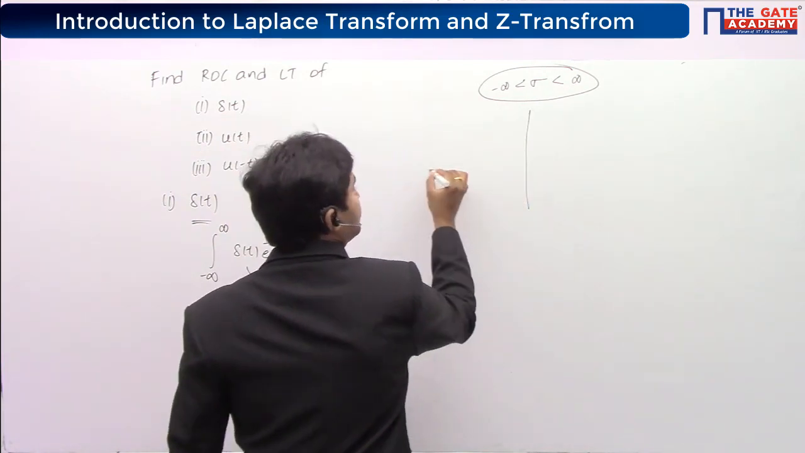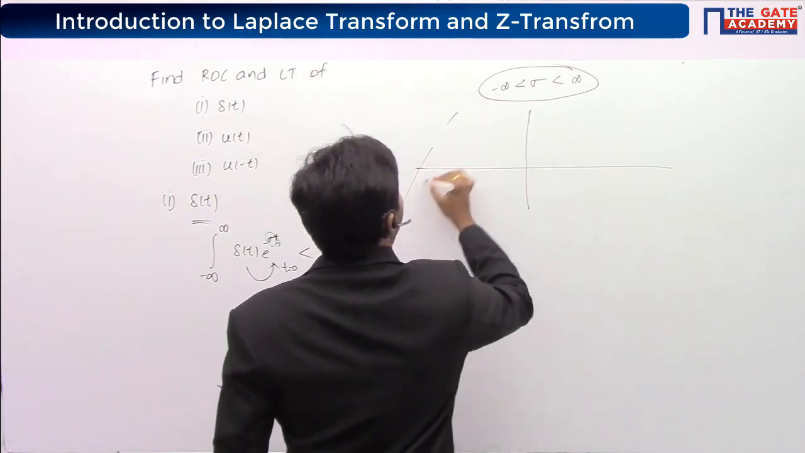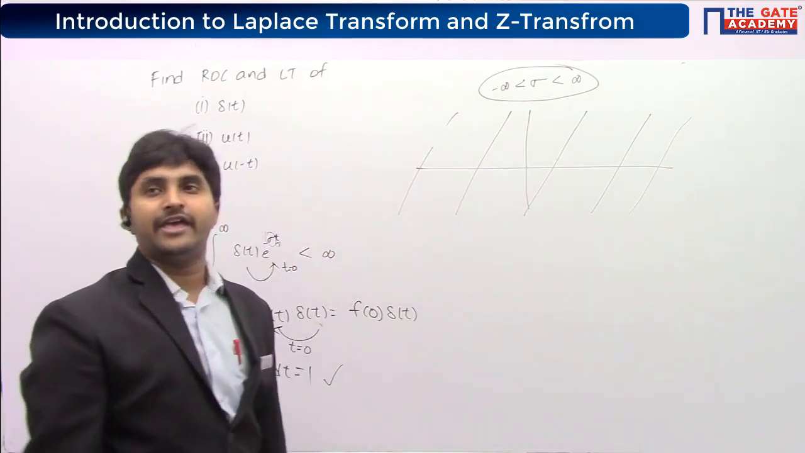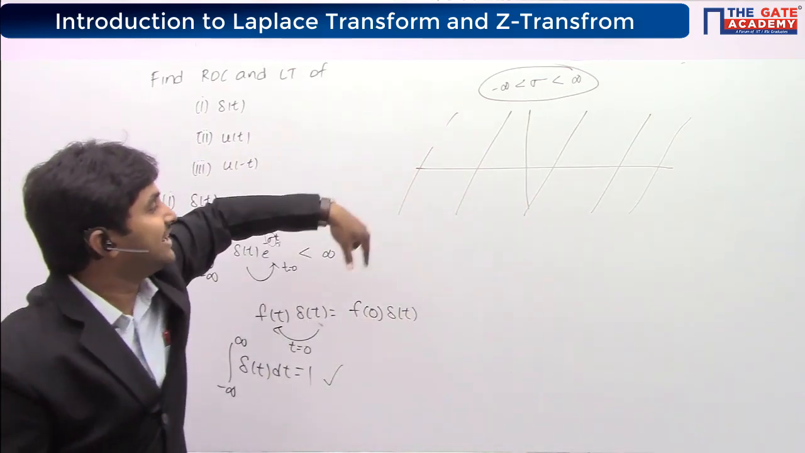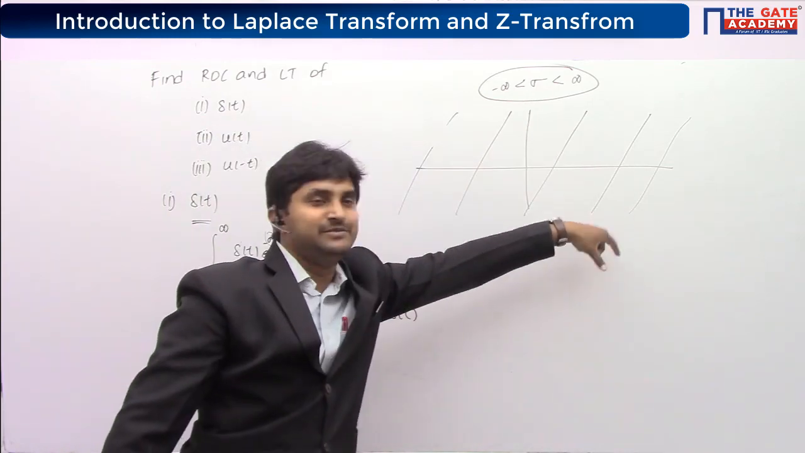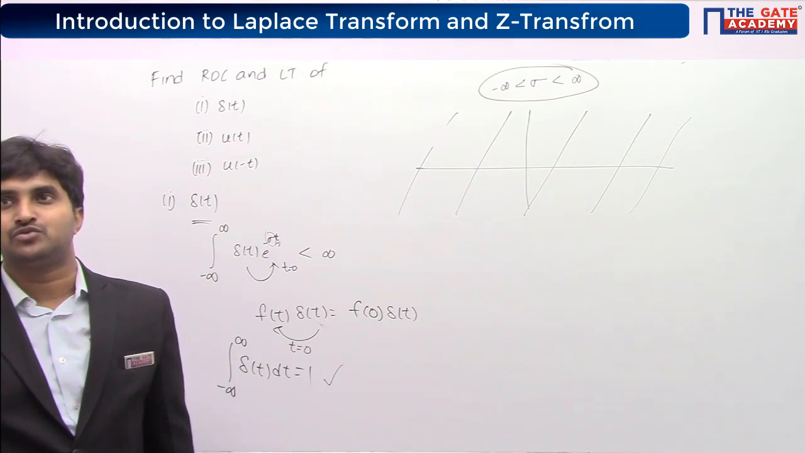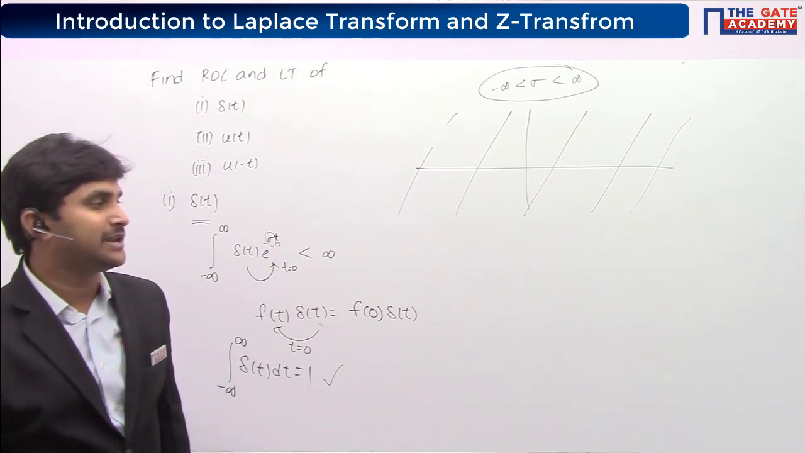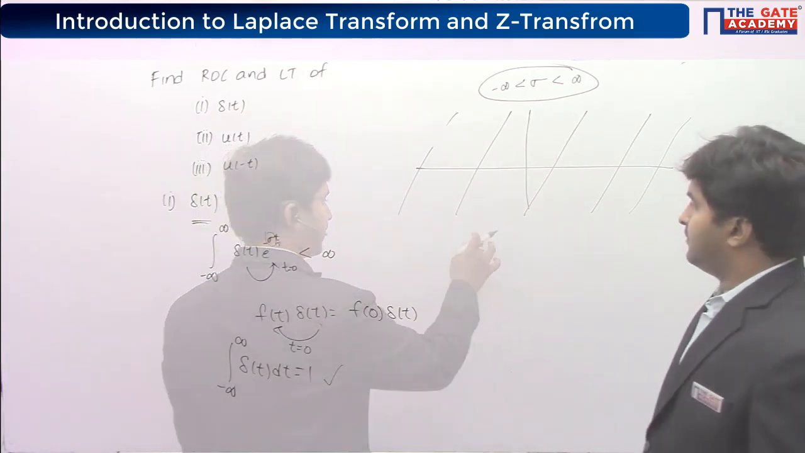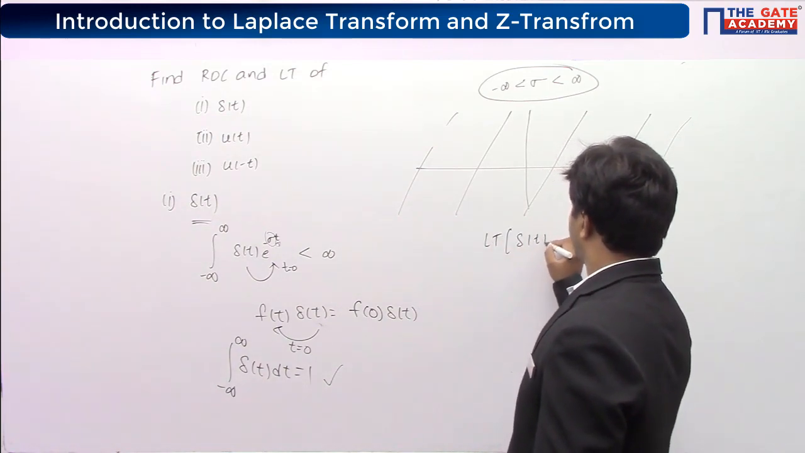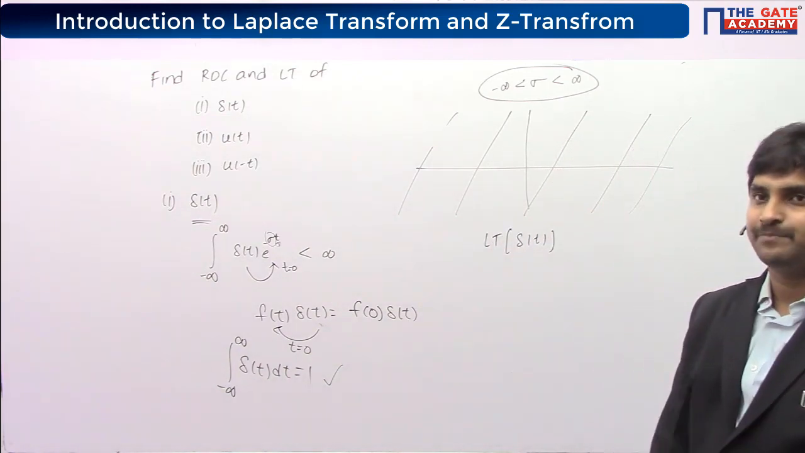So now if I want an ROC representation, the ROC will be the complete S-plane. I'm not cancelling it out. I'm just saying that the ROC is going to be the complete S-plane. Right. So the Laplace transform of del of t, let us find it.